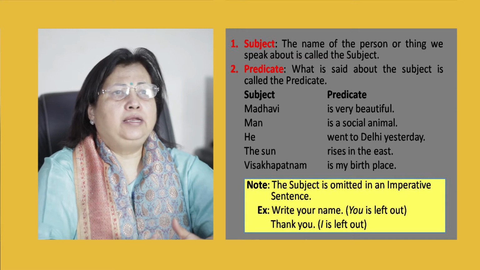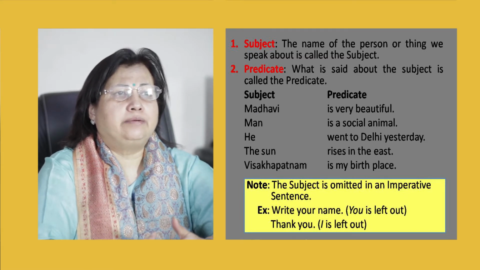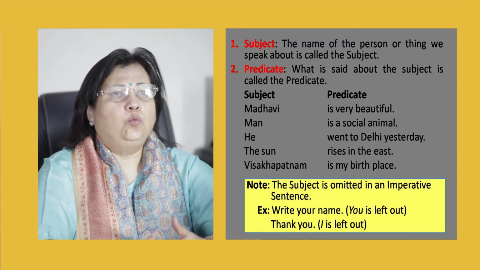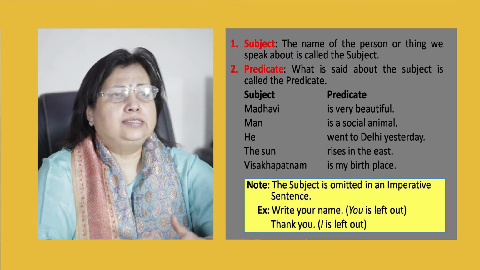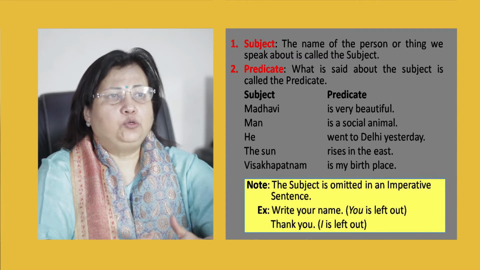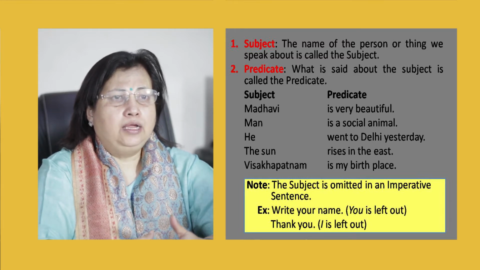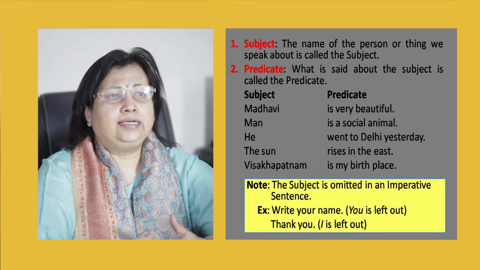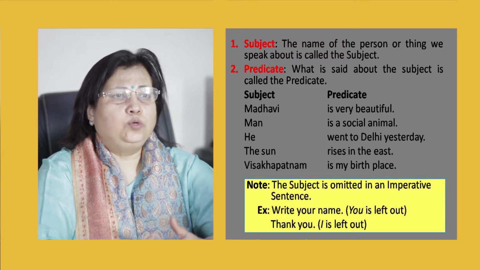Subject. The name of the person or thing we speak about is called the subject. Predicate. What is said about the subject is called the predicate. Subject: Madhavi. Predicate: is very beautiful. Man is a social animal. He went to Delhi yesterday. The sun rises in the east.